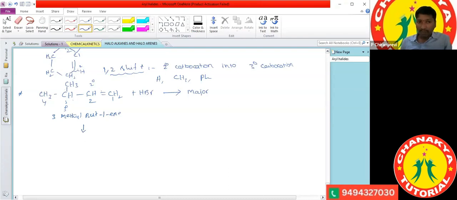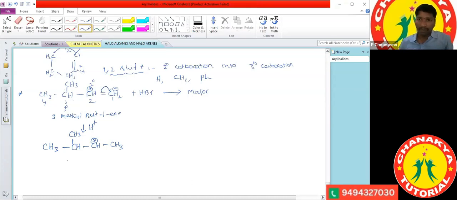Now when the pi electrons shift onto this carbon atom, this carbon gets a negative charge and this carbon gets a positive charge. The negatively charged carbon atom attaches with the H plus, so it is converted into CH3, bond CH, bond CH3, and this one becomes positively charged. Positively charged carbon is what we call a carbocation, and it is either primary, secondary, or tertiary.